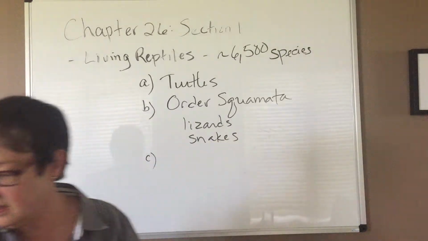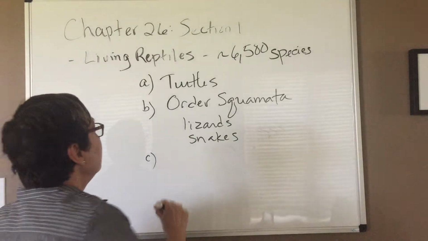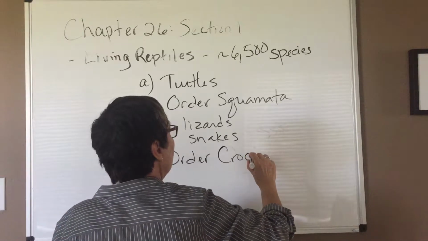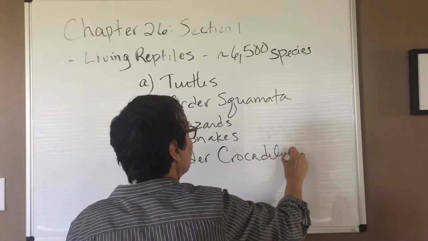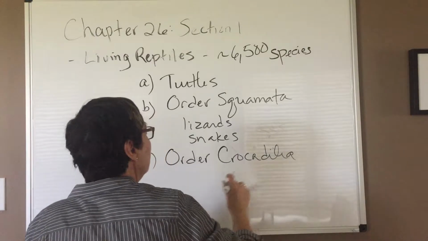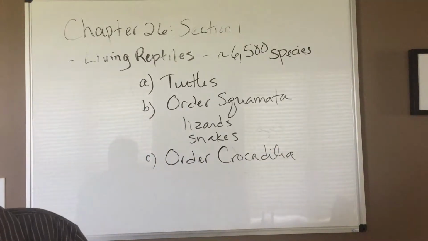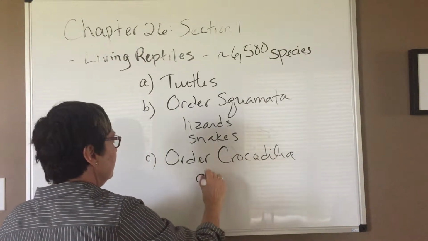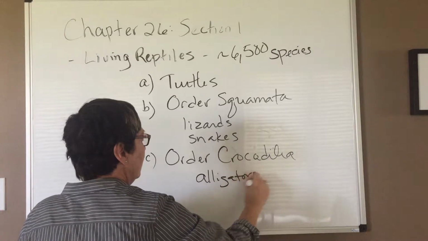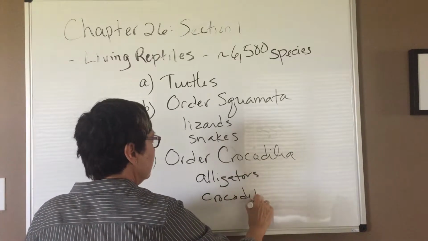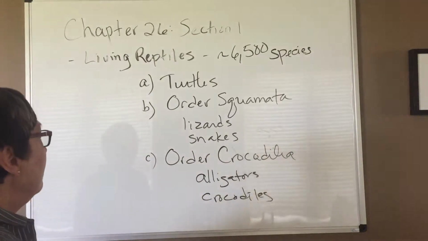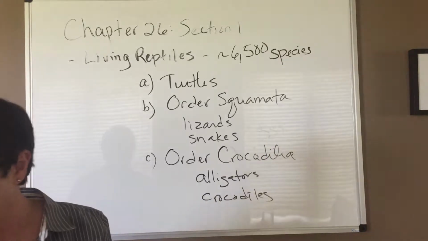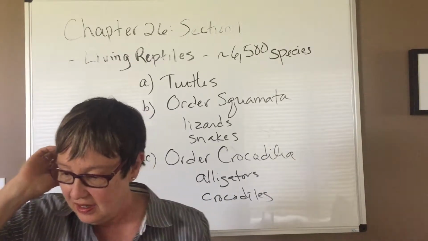And lastly, we'll talk about the order Crocodilia. Did I spell that right? Nope, of course not. This obviously includes the alligators and crocodiles. Okay, so I'm going to talk a little bit about each of these briefly, and then we'll move on to the birds.